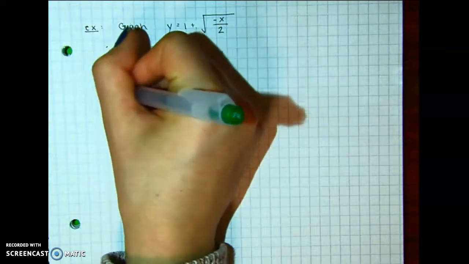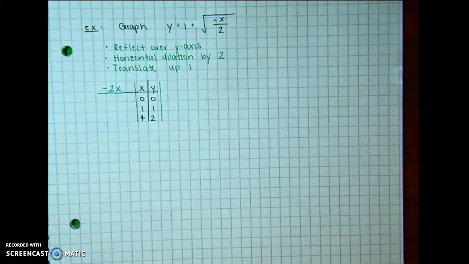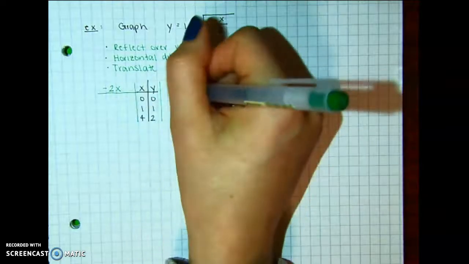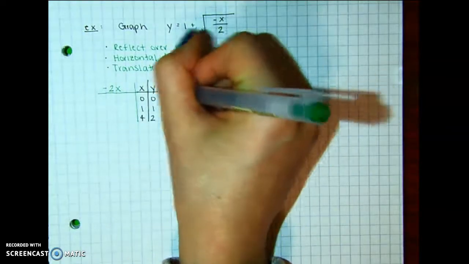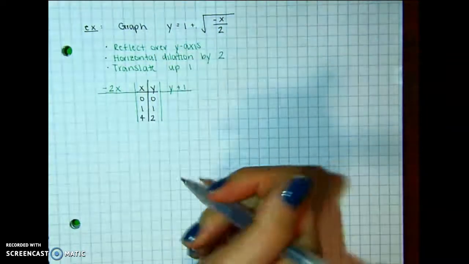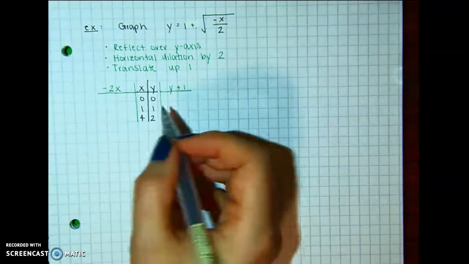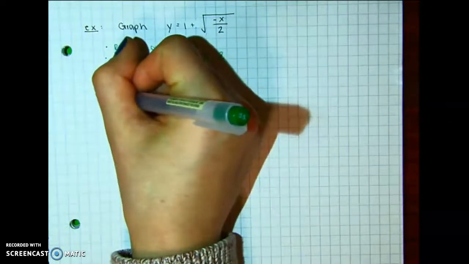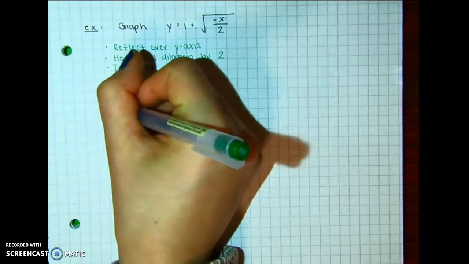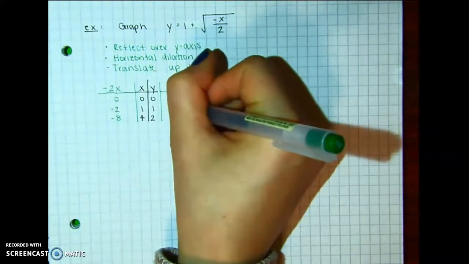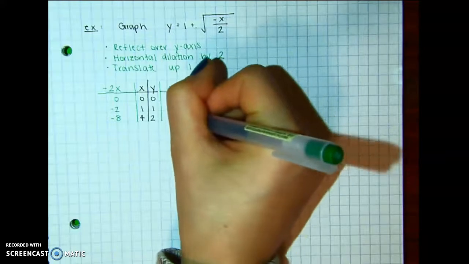So it's going to be negative 2x. It's not going left or right, so that's it. It is going up, so that means y plus 1. So now, what are my points? So it'll be 0, -2, -8, and then 1, 2, and 3.